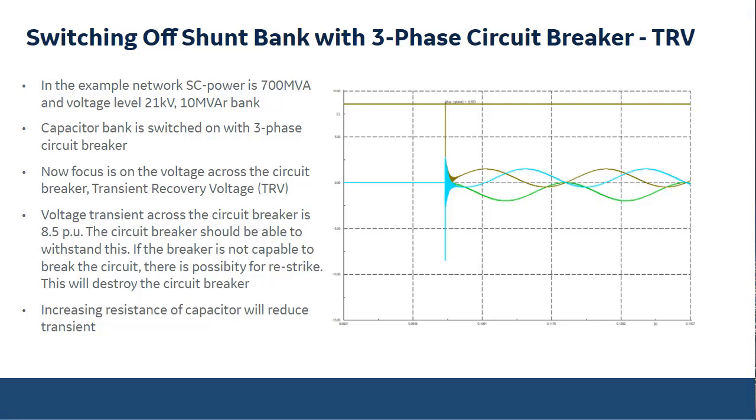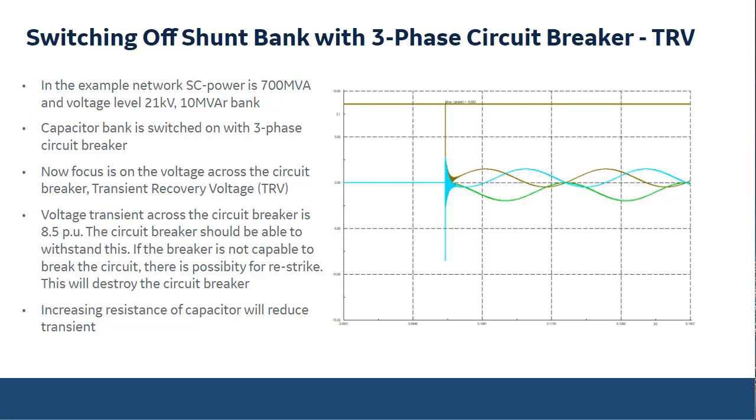And if the breaker itself is not able to withstand this, and it's not capable of breaking the circuit when we have this kind of transient recovery voltage, there is a possibility for restrike inside the circuit breaker, and restrike typically destroys the breaker. So you just have to make this kind of simulation, and then you will define what kind of transient recovery voltage you will have in there, and then you have to choose the circuit breaker so that it will withstand this transient recovery voltage that you have in there.